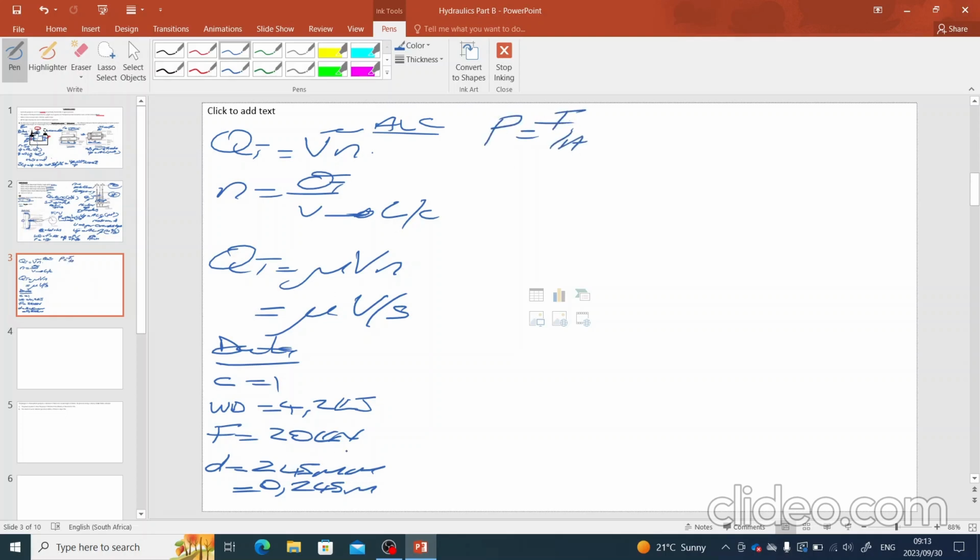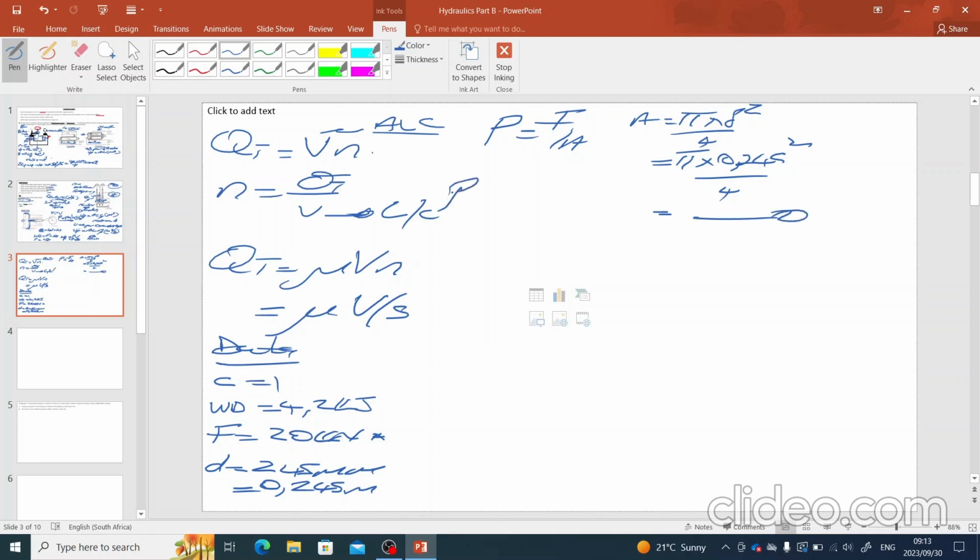Do we have force? Yes, we do have force. There it is. Do we have the area? We can calculate the area. Area is pi multiplied by small d squared divided by 4. Then it will be pi multiplied by 0.245 squared divided by 4. Then we get our area.